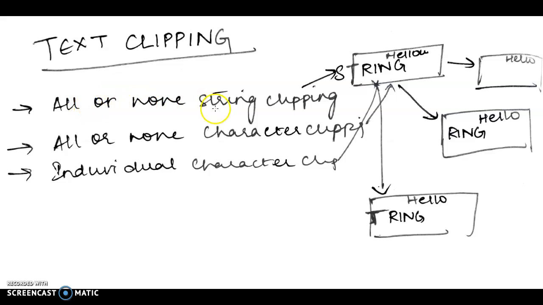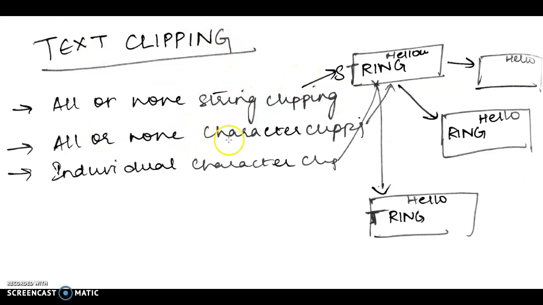So in all or none string clipping, if the word is completely inside the window, then only that word will be presented. See, this hello is completely inside this window, so in the output, in all or none string clipping, this hello will be present, but the word string is not completely inside the window, so the entire string will be eliminated in all or none string clipping.